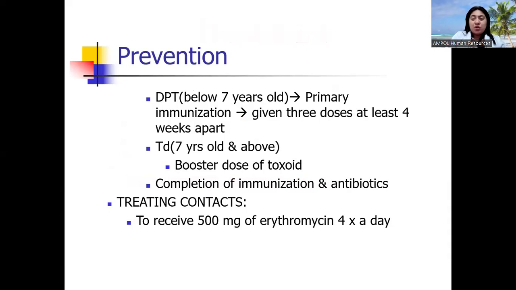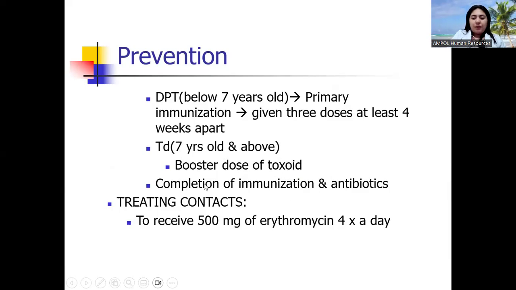So if you remember, when we were young, we were injected repeatedly and it was painful. So diphtheria, pertussis, and tetanus. That's why it's called DPT. It's a 3-in-1 vaccine, guys: diphtheria, pertussis, and tetanus. Then a booster dose of toxoid is given at 7 years old and above.